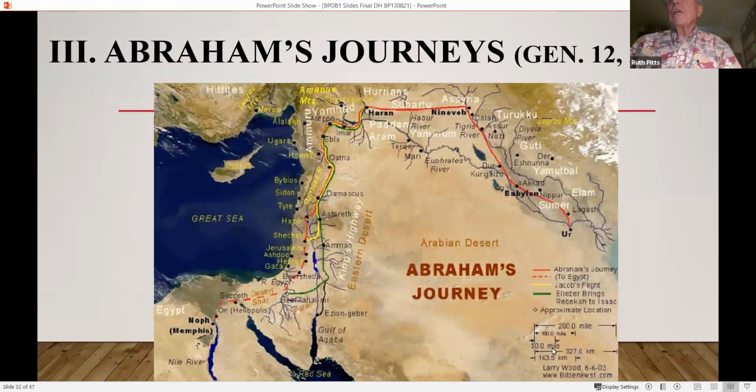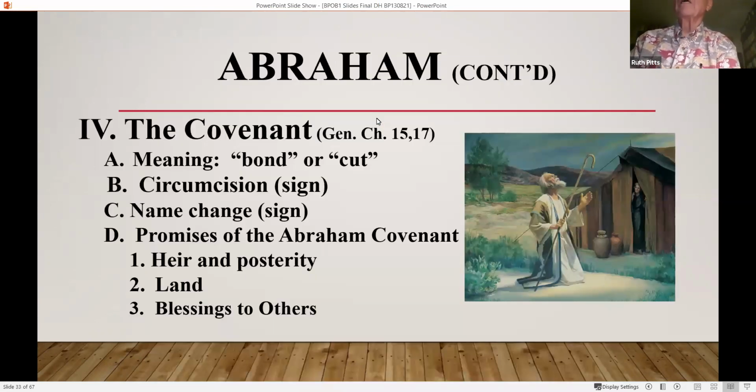So now you can see the Tigris-Euphrates Valley. This is modern day Iraq. You can see Babylon to the south, and then Nineveh, which was the capital of the Assyrians. And he goes all the way over here to Haran.